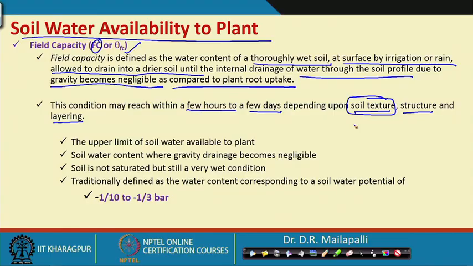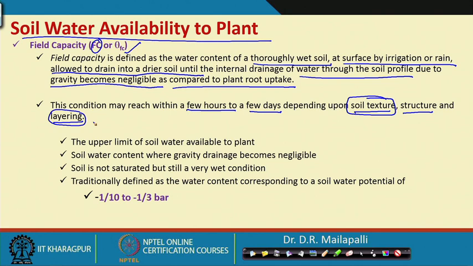Whereas in clay soils, it takes a long time to drain out the gravitational water. Similarly, consider layering. You have a number of layers: the first layer, second layer, third layer, and the top layer is, for example, an impervious or semi-pervious layer. So it takes time for the gravitational water to penetrate from one layer to another, and it takes time to reach the field capacity level.